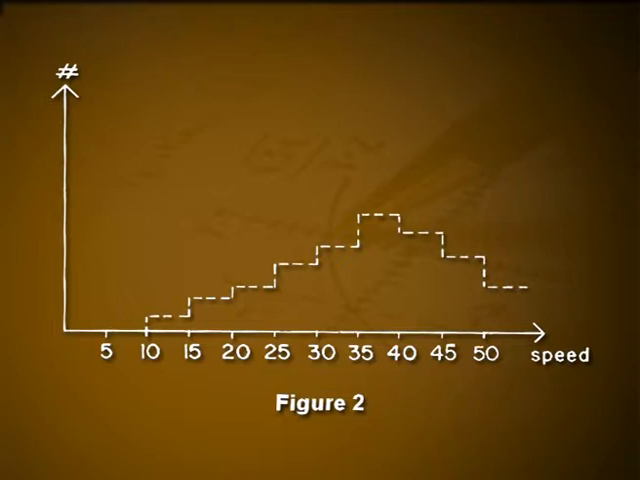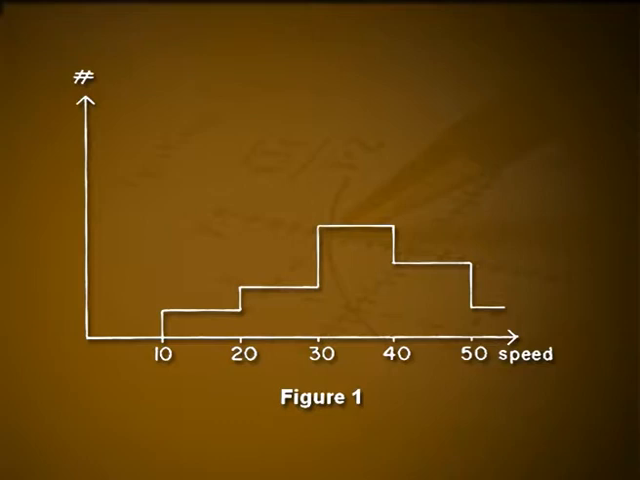We note that the number of vehicles between 20 and 30 miles per hour in figure 2 is the sum of the number with speeds between 20 and 25 miles per hour and the number with speed between 25 and 30 miles per hour. It is difficult to see that the data plotted in figure 1 represent the same set of vehicles on the same road.